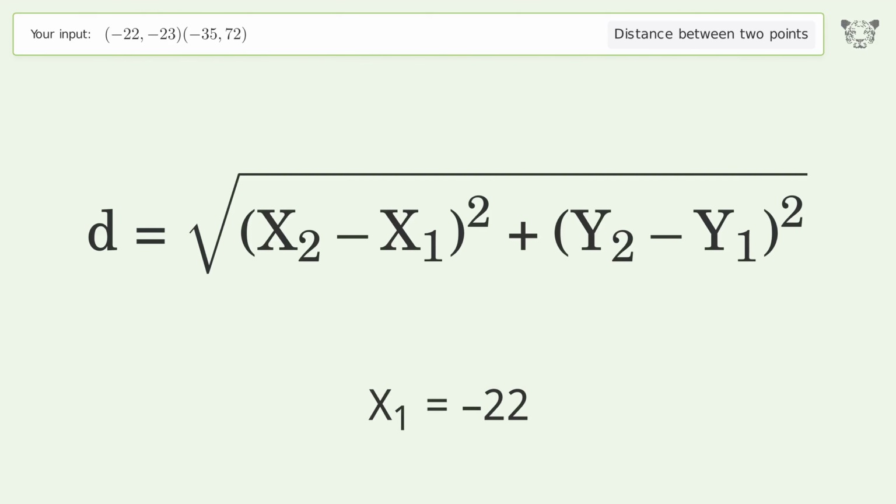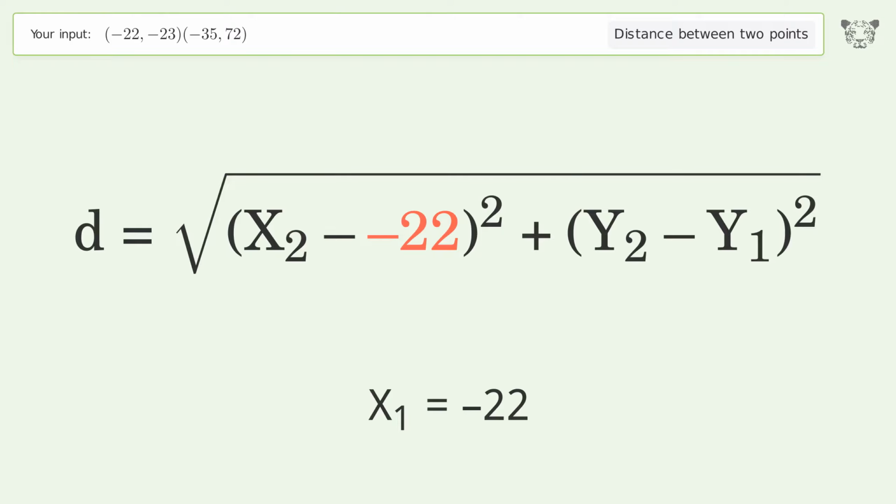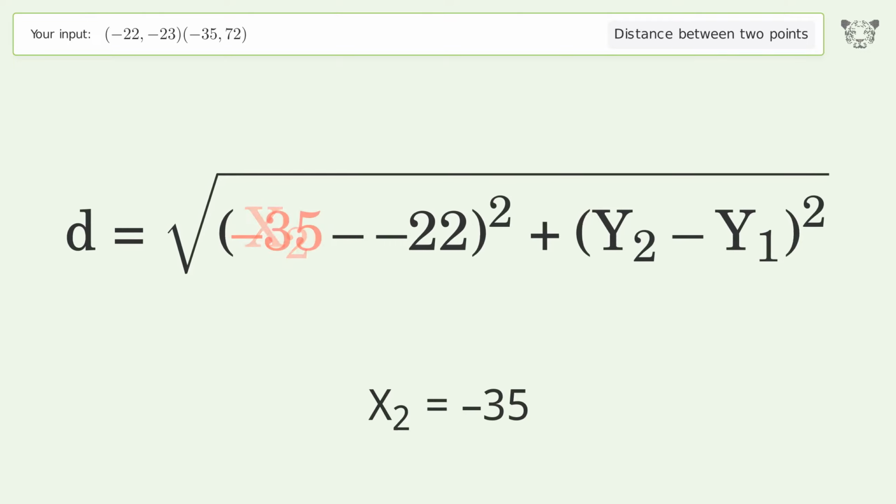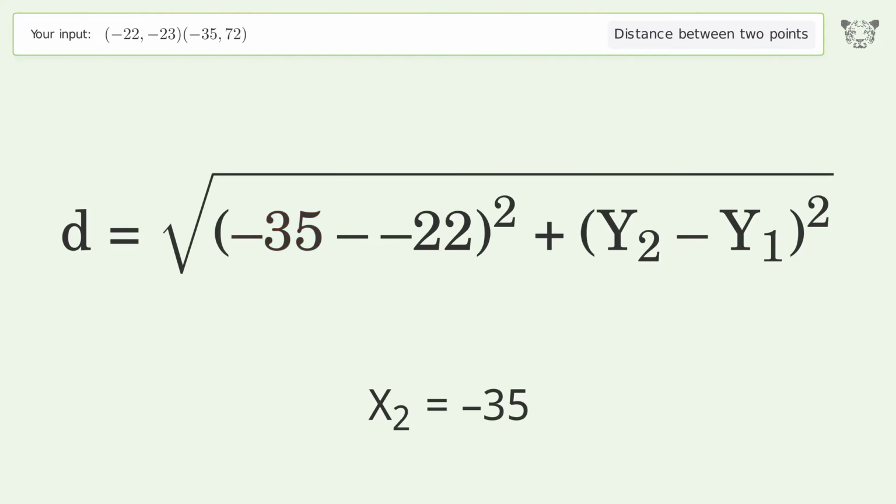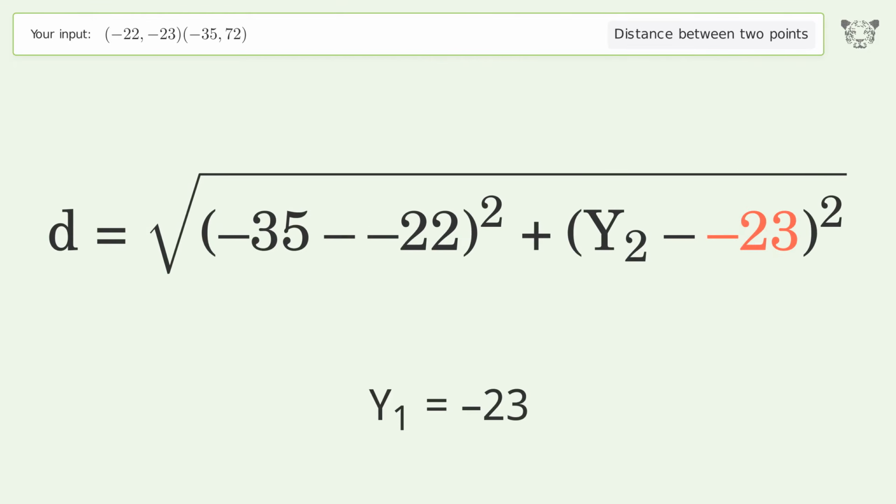x1 equals -22. x2 equals -35. y1 equals -23. y2 equals 72.